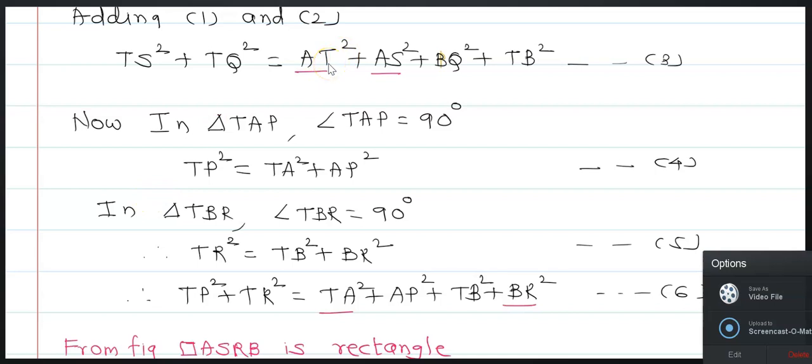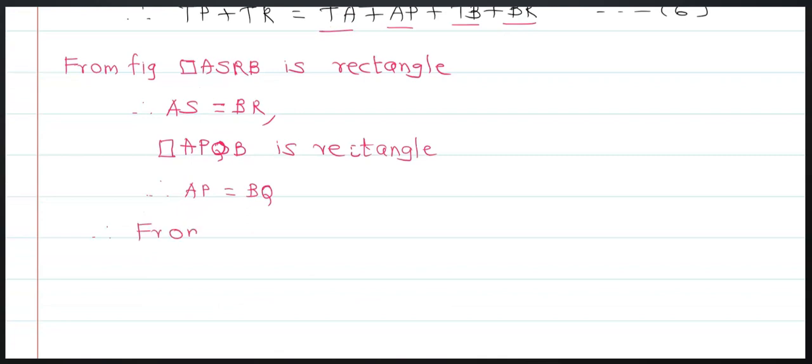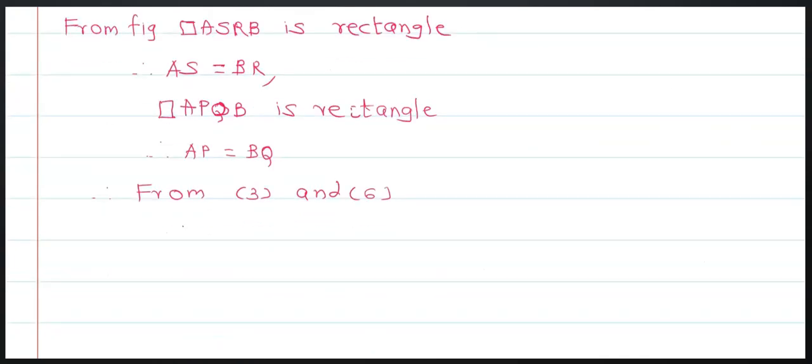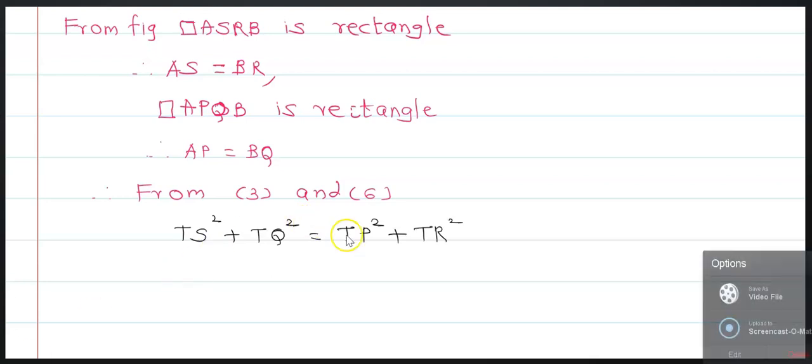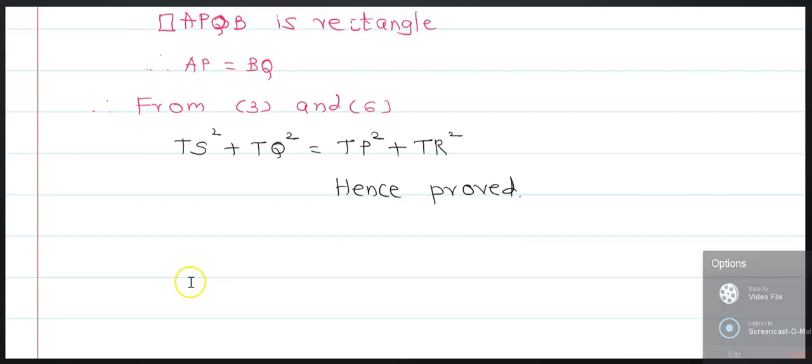Now see this here. AT square is equal to TA square, and next, TB square, here is TB square. Therefore from 3 and 6, the right hand sides are equal. Therefore TS square plus TQ square is equal to TP square plus TR square, and hence the result is true. Now see this again here.